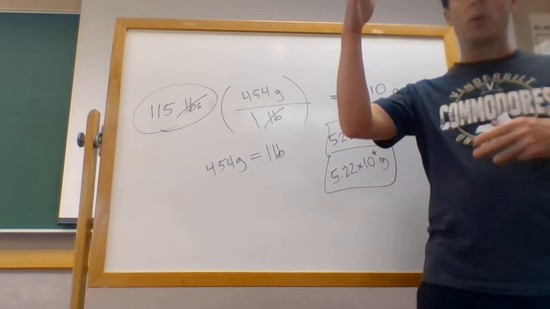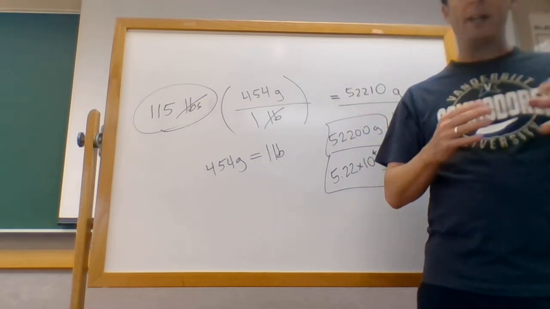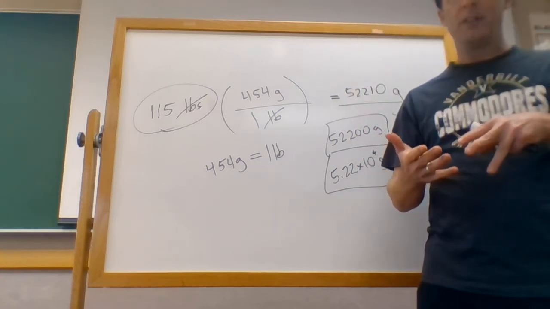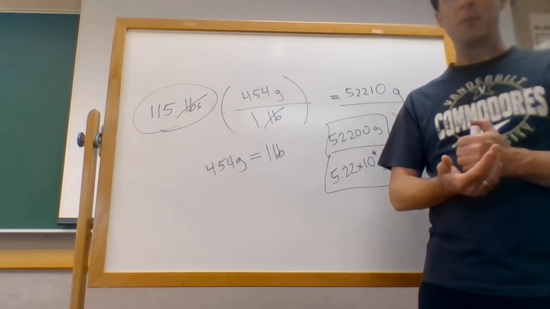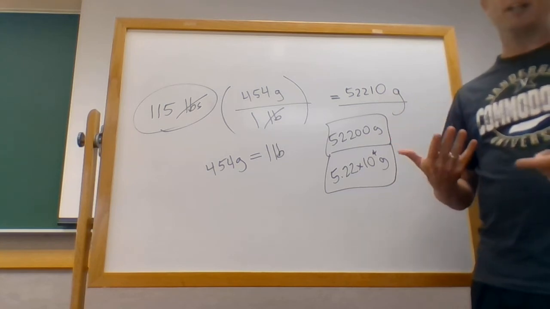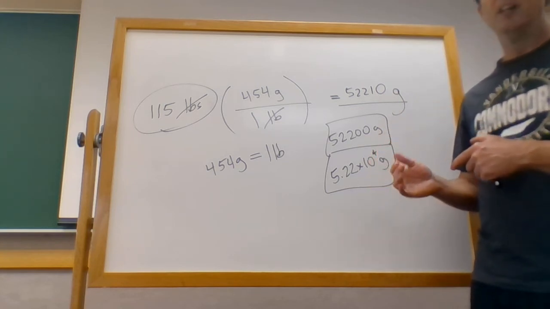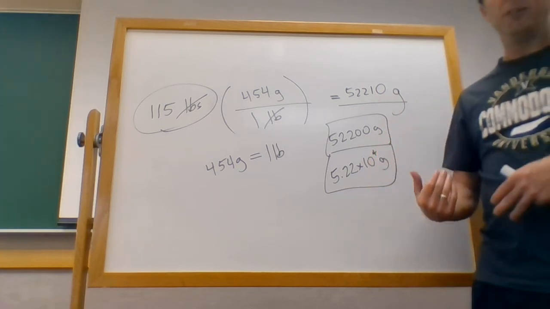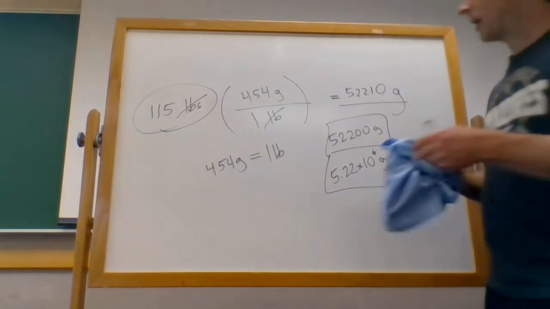It could be really big or it could be really small. Either way, if it's difficult to read, then you need to put it in scientific notation. If it's easy to read, like 52,210, that's not a number that I necessarily think has to be in scientific notation, although I certainly won't count it wrong if you do it. Okay, so that's that problem.